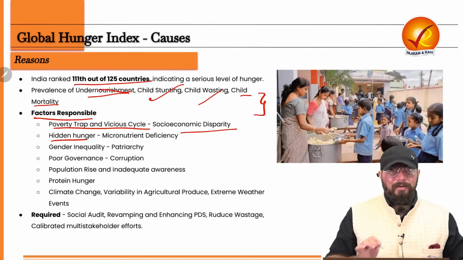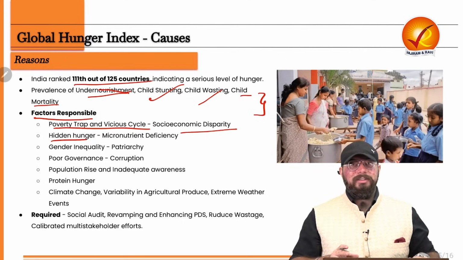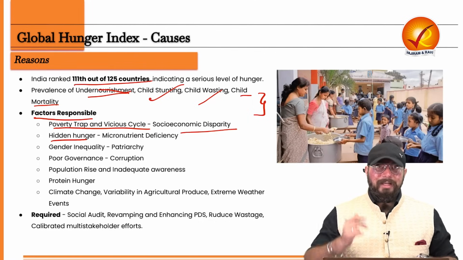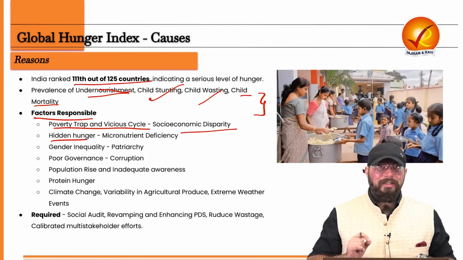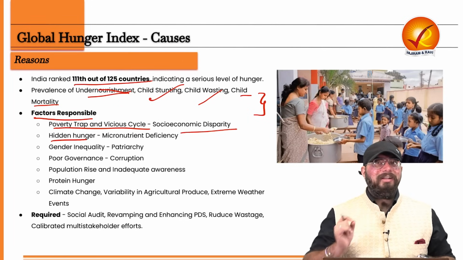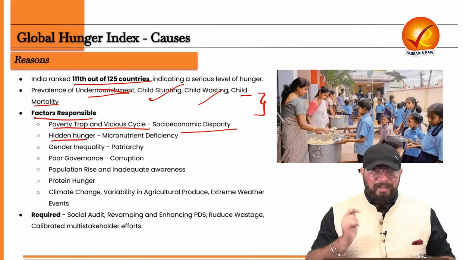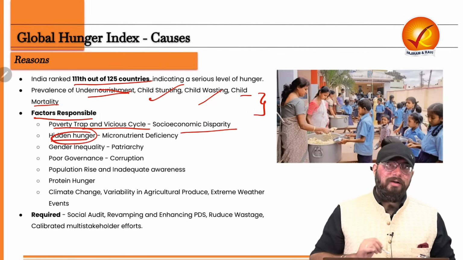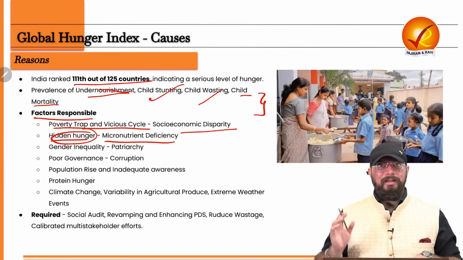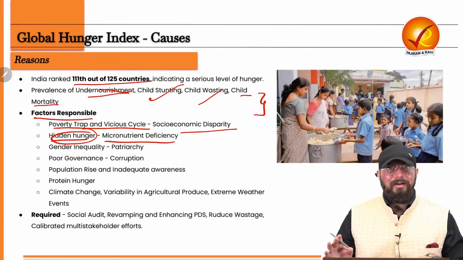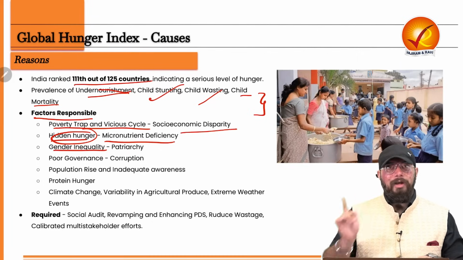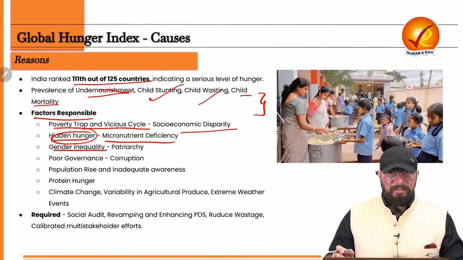Then, hidden hunger. That means from the outside, a person might look healthy, but inside, based on the nourishment, based on the nutrients, especially the micronutrients, maybe the person has a deficiency. That term we use as hidden hunger. That is micronutrient deficiency in a person. And in India, the prevalence of hidden hunger is also very high, especially among one particular gender, that is females.